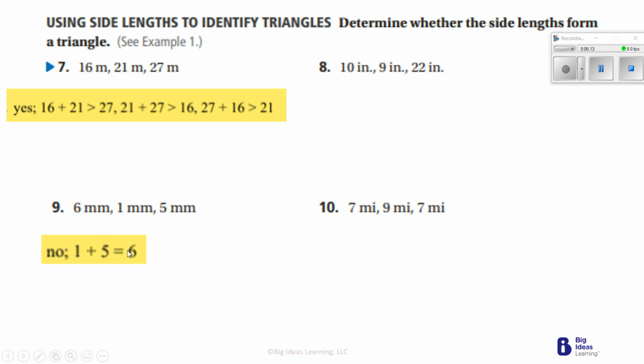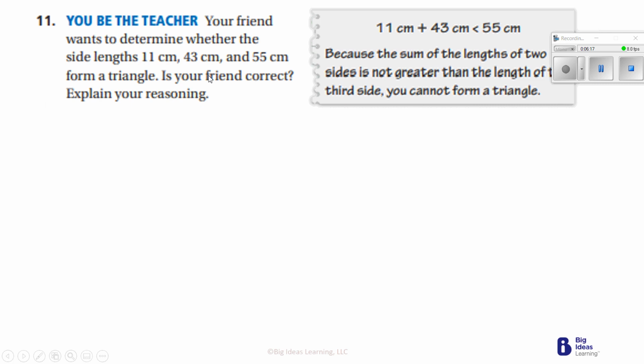So no, 1 plus 5 equals 6. All right, we've got number 11 next. You be the teacher. Friend wants to determine whether the side lengths 11, 43, and 55 can form a triangle.